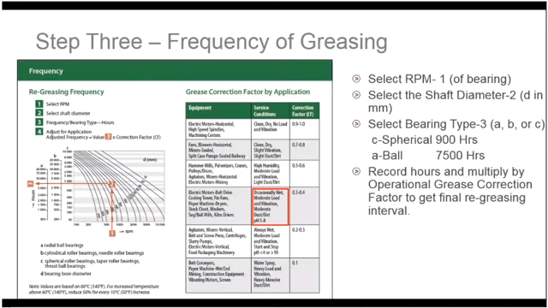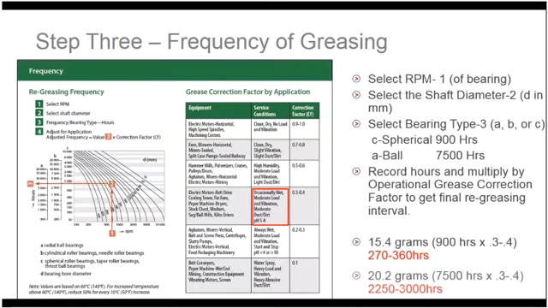So in this case, occasionally wet, moderate load, vibration, dust and dirt, we find that the correction factor is 0.3 to 0.4, which means that our spherical bearing is actually re-lubricated every 270 to 360 hours, and the electric motor ball bearing is lubricated every 2,250 to 3,000 hours. So this is critical to adjust the theoretical re-greasing frequency to match the actual service conditions that the equipment is experiencing.